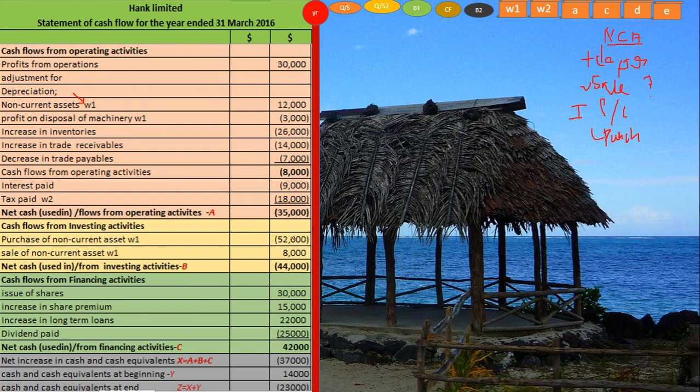The reason why we are making the ledger is to compute the sale and purchase, that's to put in your investing activities, and to calculate depreciation and the profit or loss. Depreciation and profit or loss are to be adjusted in the profit from operations, or you can say cash flow from operating activities. So let us begin how to do it.